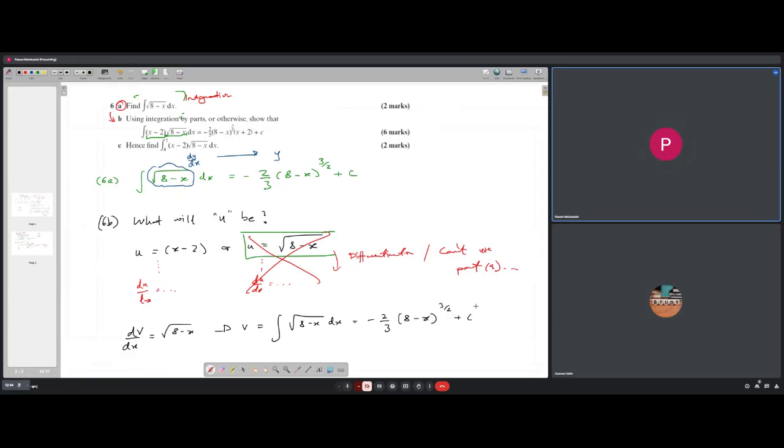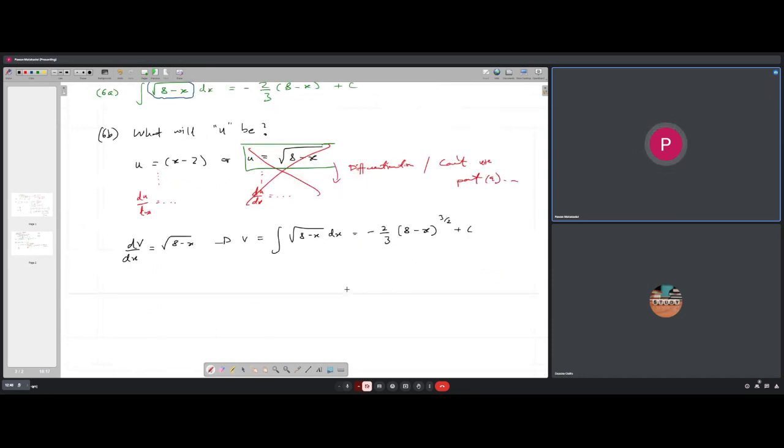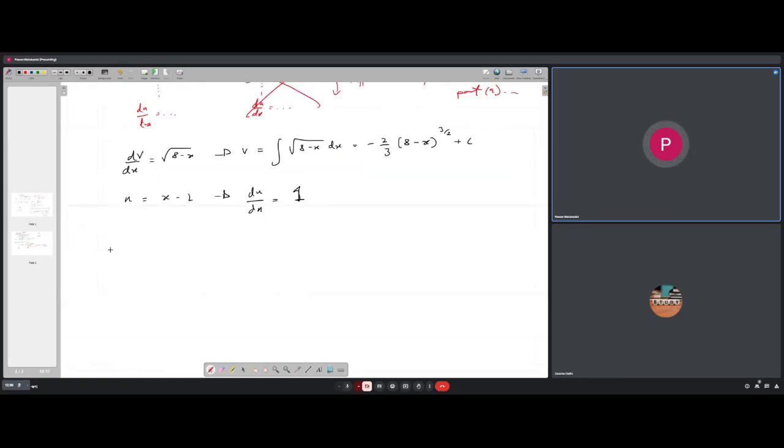Does that make sense? Okay. Of course, with u, because that's x minus 2, very nice, and very fortunately, we know what the derivative will be. It will just be 1. So if we use the formula for integration by parts, I never really write down the formula, but I will here.